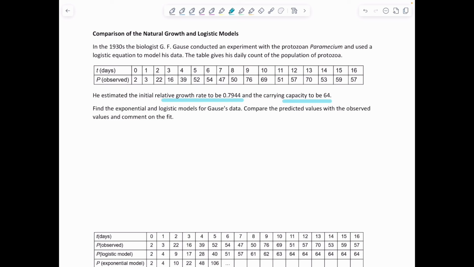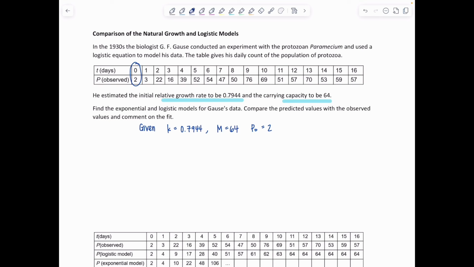Find the exponential and logistic models for Gauss's data. Compare the predicted values with the observed values and comment on the fit. So we were given the relative growth rate, which would be K. That's 0.7944. And carrying capacity M is 64. We also need the initial population, which I'm just going to take from the table. P naught is 2.